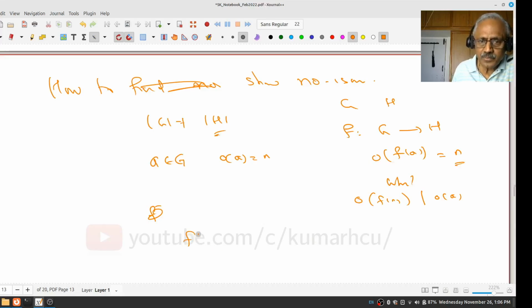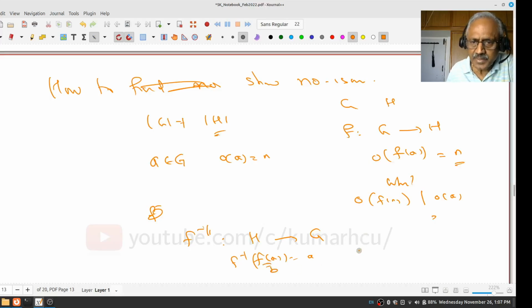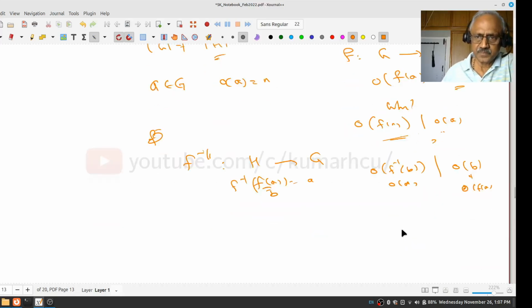Right? Now F inverse from H to G is also a group homomorphism. It's an isomorphism, in particular a group homomorphism. Therefore, let's look at F of A. F inverse of F of A is A. Right? Therefore, call this B. Therefore, the order of F inverse of B, which is the order of A, must be a divisor of the order of B, which is the order of F of A. So you can see each is a divisor of the other, therefore they are equal. You understand that? Yeah, pause, review, proceed.